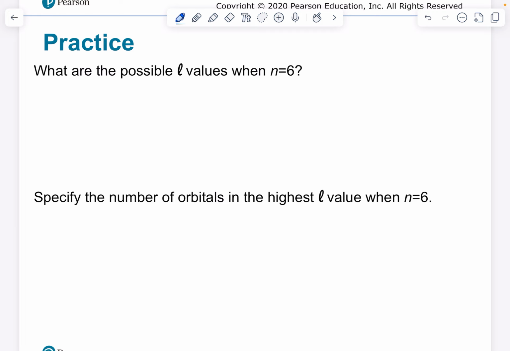What are the possible L values when n equals 6? Hopefully you're kind of getting this here. This is going to be 0, 1, 2, 3, 4, 5, or S, P, D, F. We haven't talked about this really, but if you continued on the letters, it would just be G, H. They just go F and then go on.